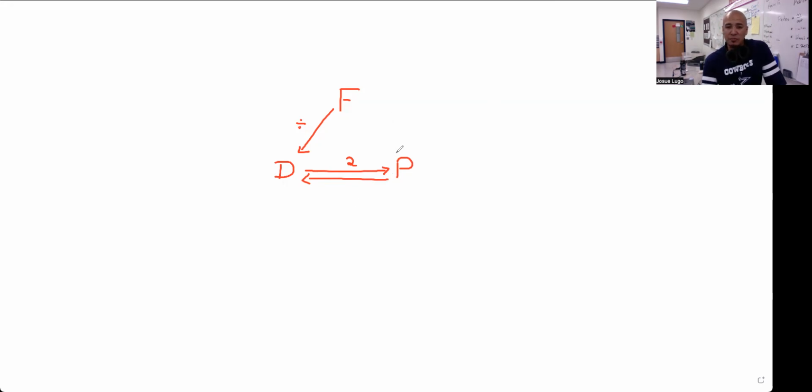And then finally, from a percent to a fraction, ladies and gentlemen, we just have to remember that a percent can be written as a number over 100. So you just take the percentage number and you put it over 100. And then obviously you just have to simplify. All right, that's how you go from a percent to a fraction.